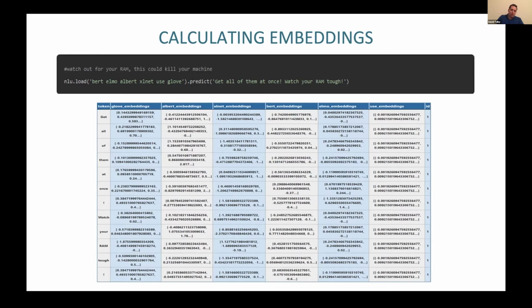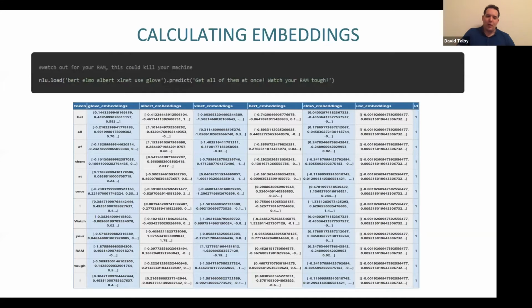So you do NLU.load, and then you do BERT space Elmo space Albert space XLNet space USE, universal sentence embedding, space GloVe, and then predict on a row. It would load all of these embeddings into memory. It would calculate all of them. So in this case, just word embeddings. I think except the sentence embedding, you just get one vector for the sentence, and return all of that to you in one pandas data frame.